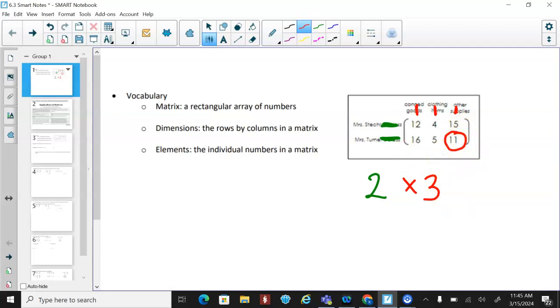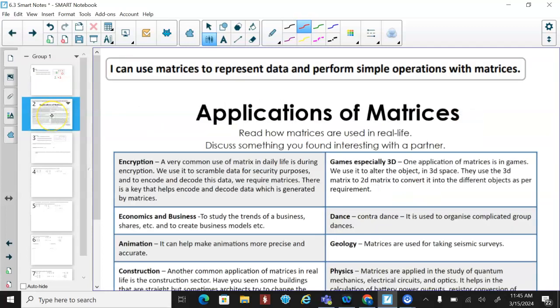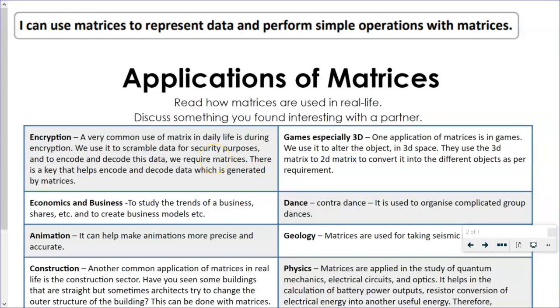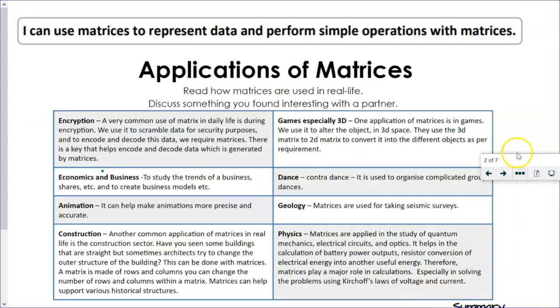Okay, so second row and the third column would be number 11, but we're going to talk about it in just a second. I do want to mention, after today you're going to learn how to use matrices to represent data and perform simple operations. A few students have asked throughout the class, why are we learning matrices? So I just want to mention a few examples of why we learn to do matrices.